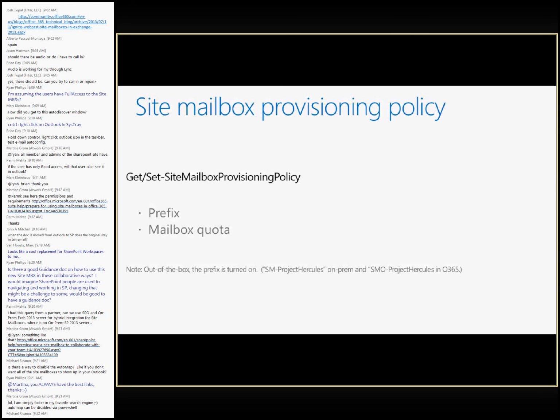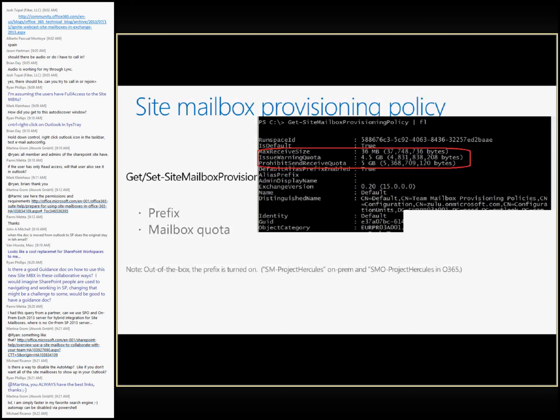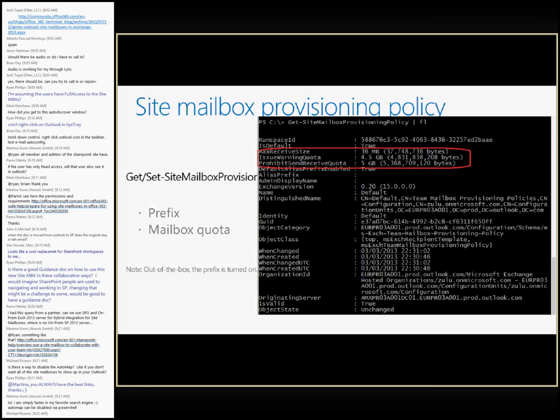So I've just got small snapshots of what it looks like. When you run the Get-SiteMailboxProvisioningPolicy, the field that I've highlighted in red is for your mailbox quota. You can see the max receive size, which is 36 MB. You can drop it down if you don't want users sending such large emails. And you can see the prohibit send and receive quota, which is capped at 5 GB in size. And if my memory serves right, shared mailboxes have a quota of 5 GB.